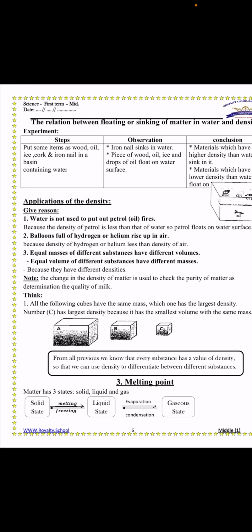From all previous, we know that every substance has a value of density, so we can use density to differentiate between different substances. Each substance has its own density. Okay? The third physical property is the melting point.